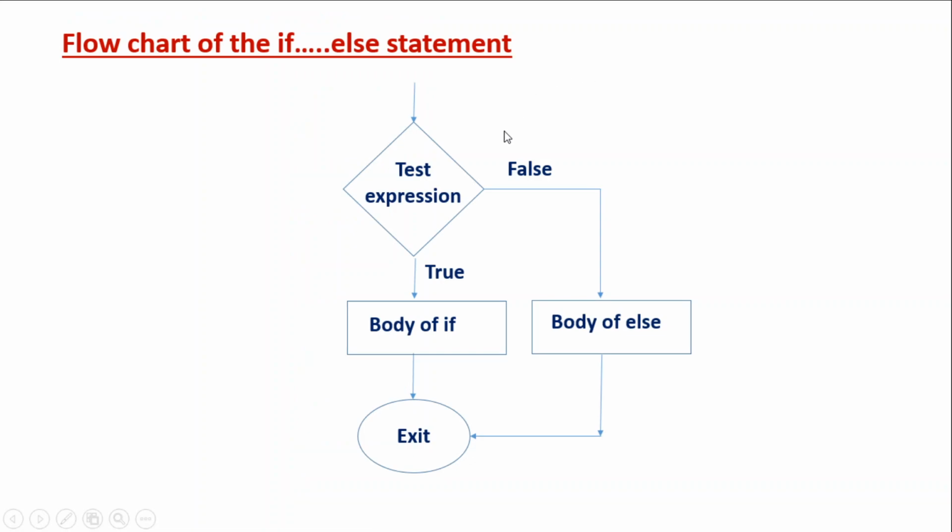In the flowchart, you have the test expression, and if the test expression is satisfied, that is, if it is true, the control will pass to the body of the if, and then it will exit. But if the condition is not satisfied, that is, if it is false, then the control will flow to the body of the else. So after else, there are several statements. Control will pass over to that part, then it will exit.